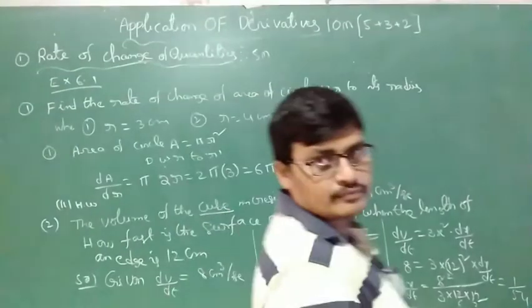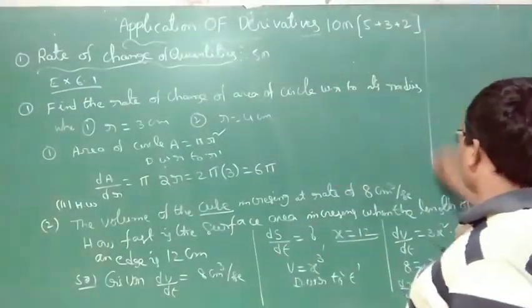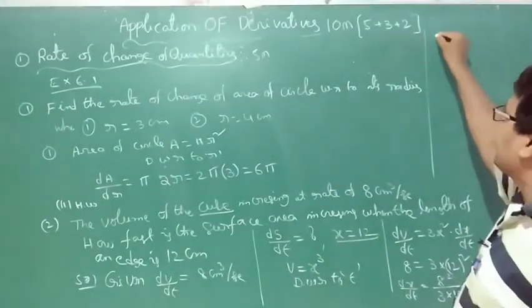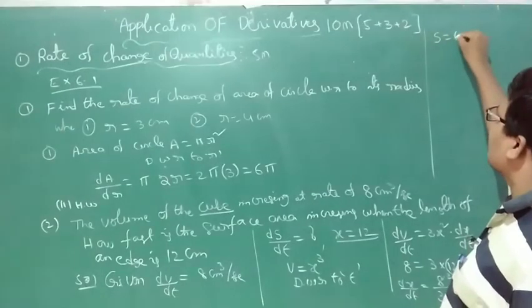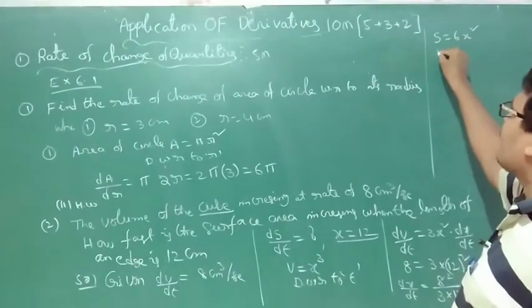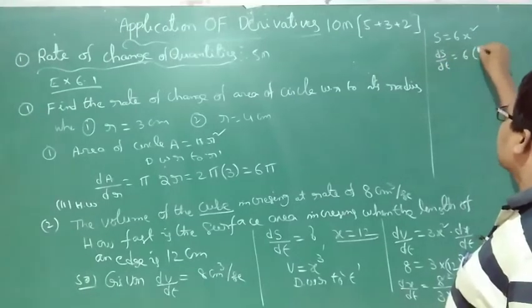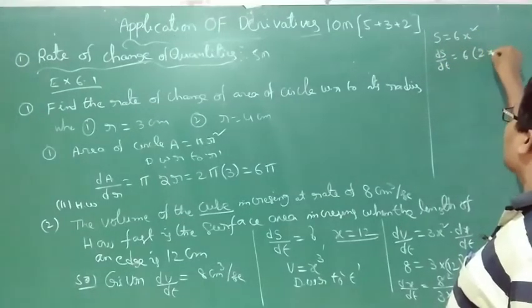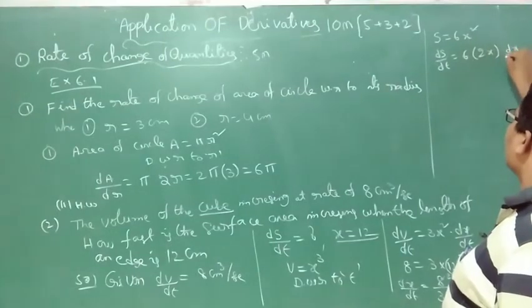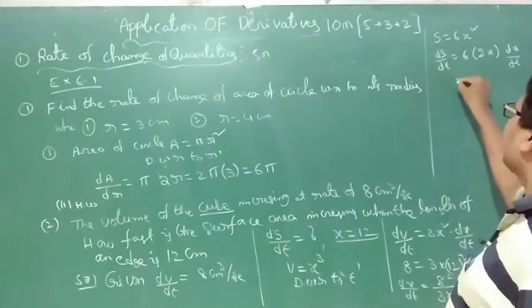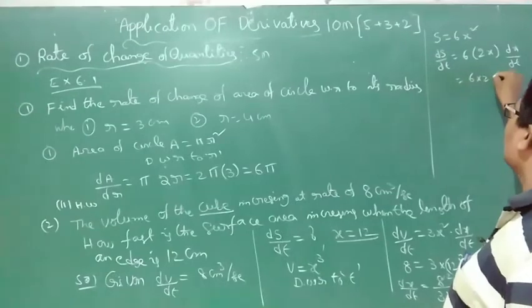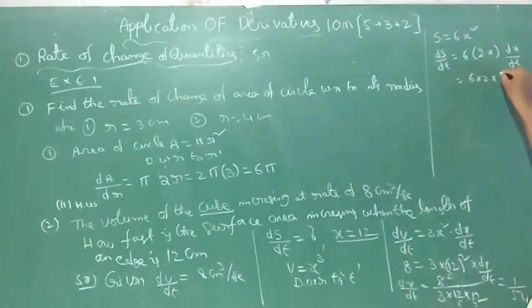Now what we have to find out? dS by dt. Surface area S is equal to 6x square. dS by dt is equal to 6 into the derivative of x square, 2x, into dx by dt. So 6 into 2 into x, which is 12, into dx by dt, which is 1 by 54.